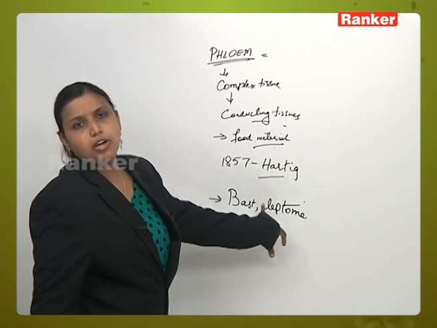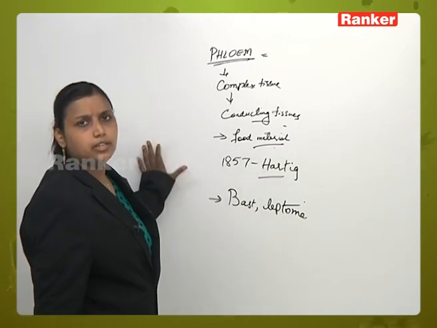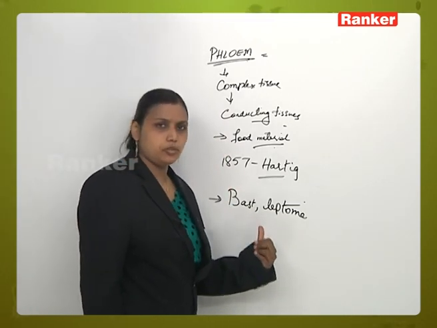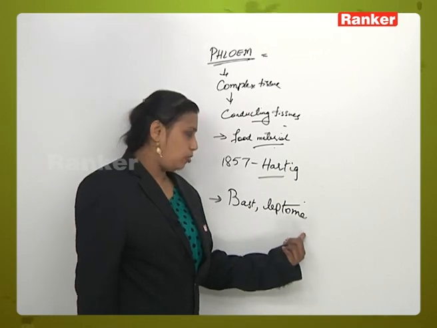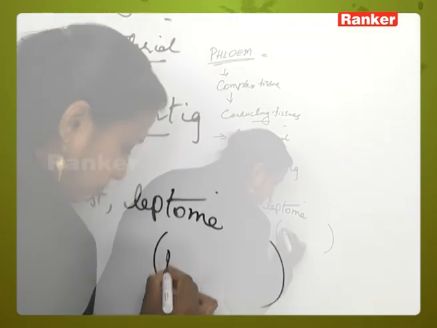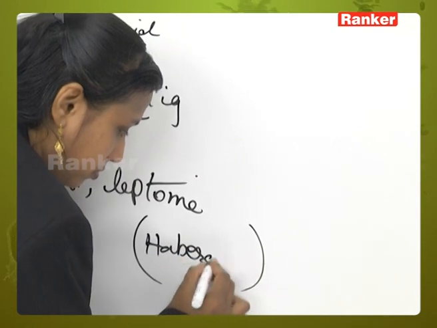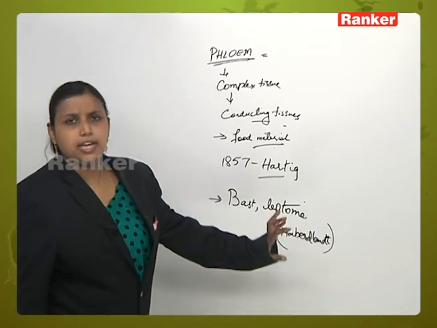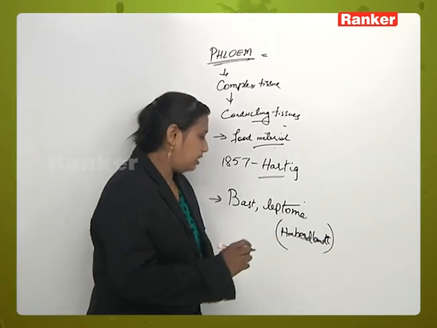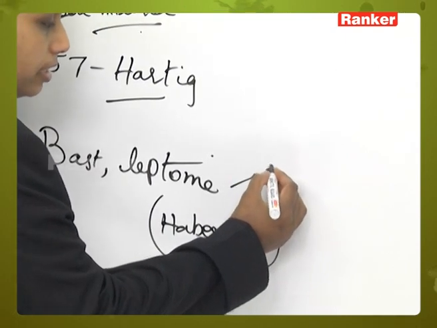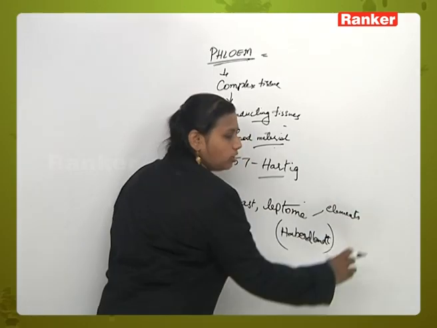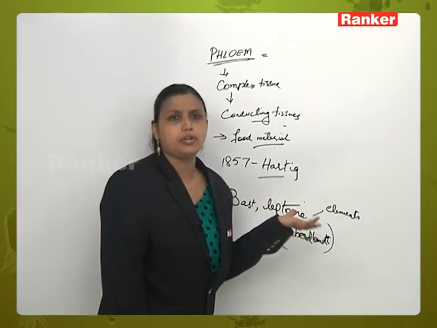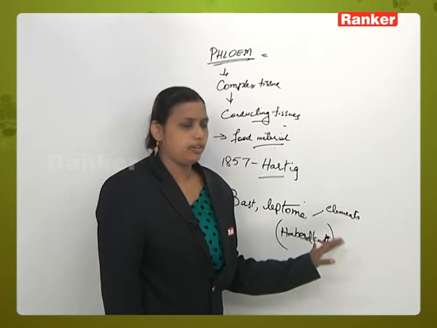bast or leptome. The alternative names used by different anatomists to identify phloem are bast, because it produces commercially important fibers, and next, leptome. The word leptome was used by an anatomist called Haberlandt to indicate the phloic elements, the different elements of the phloem which are present. The important elements of the phloem are the sieve elements, right?